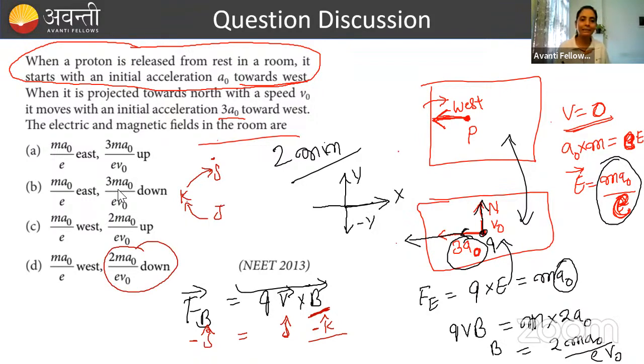And the electric field value should be how much? m a naught by e towards west, right? So this is that. Clear for everyone? I explained this much because some of you have not studied. That is why. Let me know, is it clear? Anyone having any doubt?